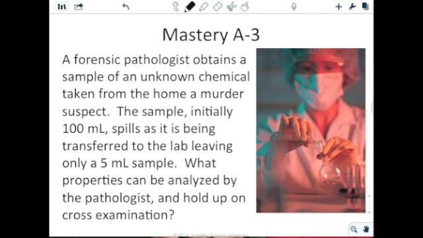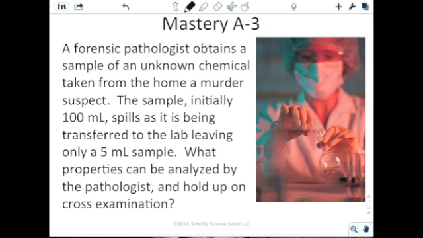And our last example. We see that a forensic pathologist obtains a sample of an unknown chemical taken from the home of a murder suspect. The sample initially, which is 100 milliliters, spills as it is being transferred to the lab, leaving only a 5 milliliter sample. What properties can be analyzed by the pathologist and hold up in cross-examination?